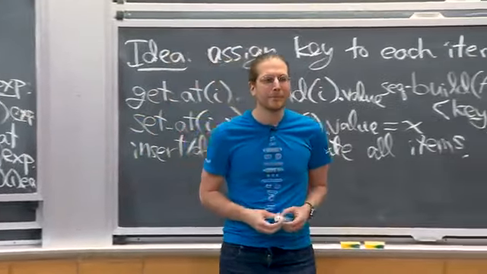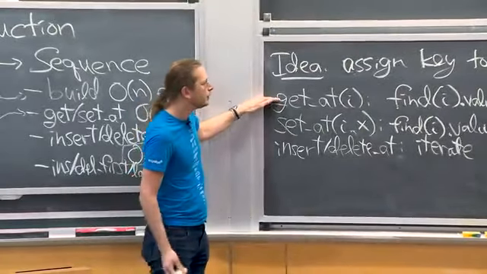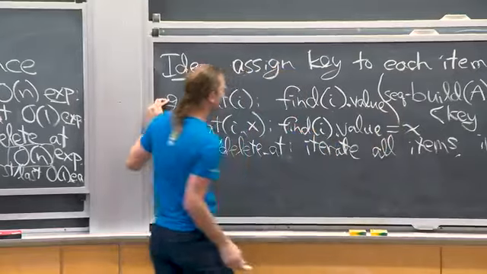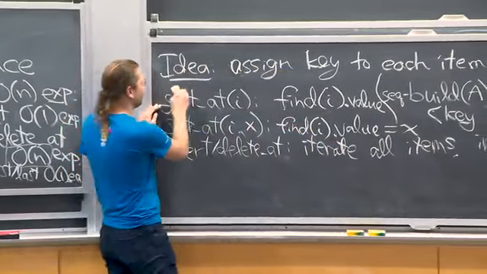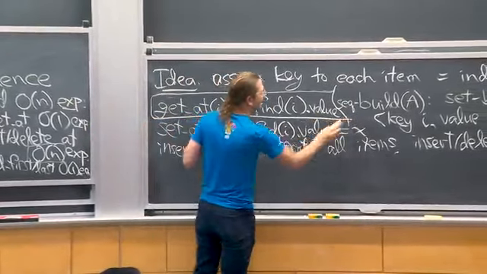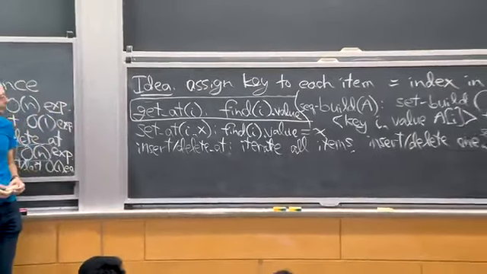Yeah, question? I have a question about getAt. Why do you use build in getAt? No, these are separate definitions, yeah? So this is the definition of getAt. And this is a definition of sequence build. Oh, I see. Yeah, thanks for asking.